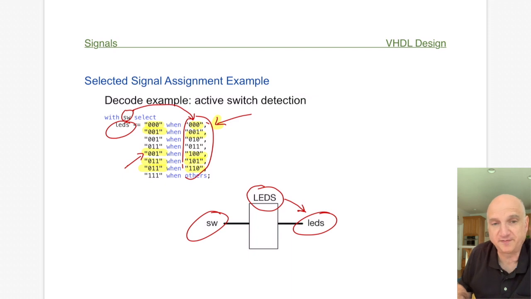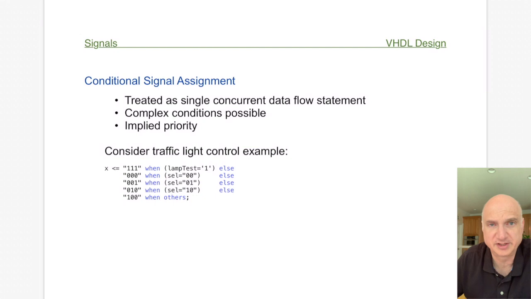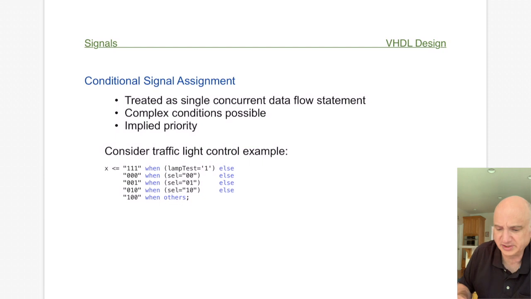All right, so the final instruction is a little more complex. I don't use it as much, but it is there and available, and it's called the conditional signal assignment statement. Now, the conditional signal assignment statement is unique in the sense that it allows you to pose true-false conditions, right? So you can basically say, in this particular case, let's look here, I'm checking to see if a lamp test signal is 1, right?